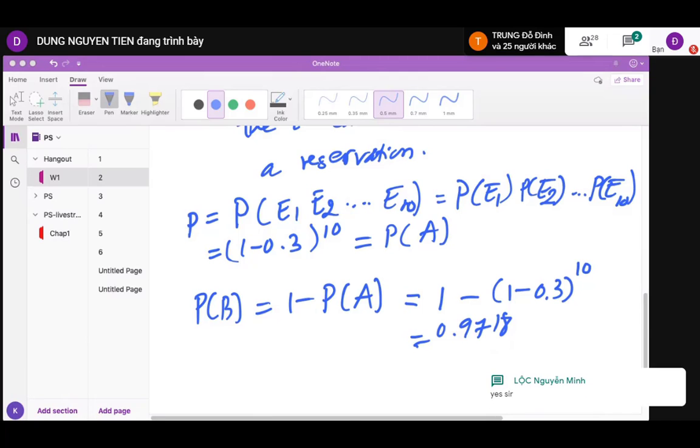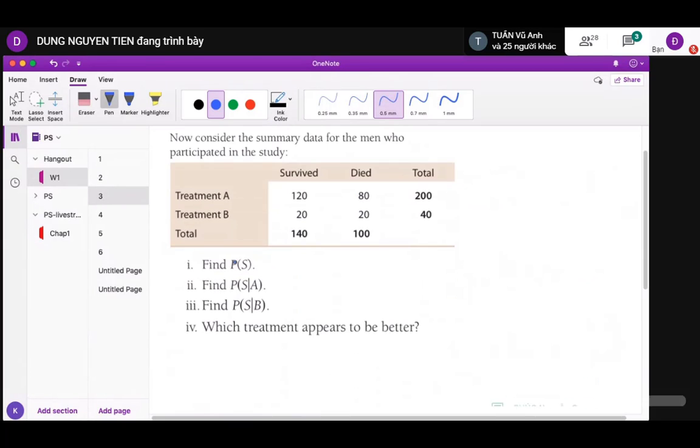Okay. Great. Question 3. Consider the summary data for the men who participated in a study. Then you have the following table. Find the probability of A, the probability of S, the probability of S given A, the probability of S given B, and tell me which treatment appears to be better. Please type in your answer in the chat window.